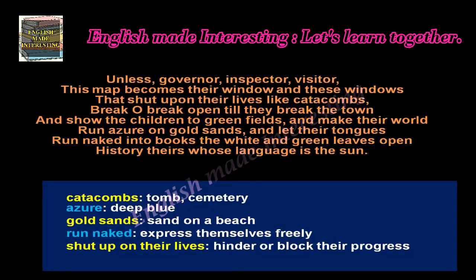These children will continue to suffer this hell unless government officials like governors, inspectors or educationists who visit such schools come forward to help them. The poet wants the civilized world to bridge the gap between them and the world of these children. They should offer these children a glimpse of a better world so that the maps become their window to the beautiful and charming world outside.